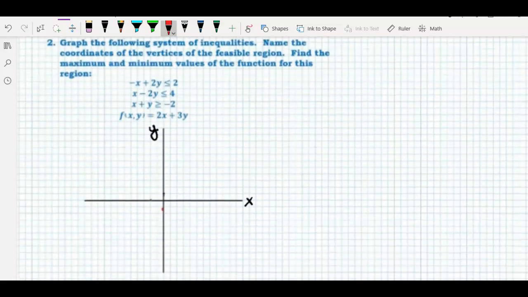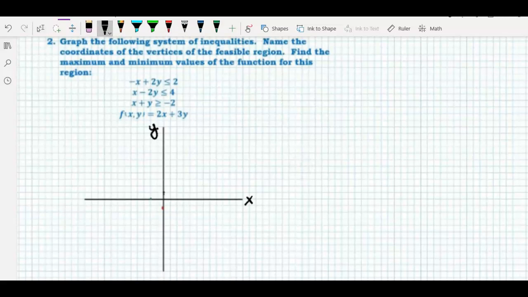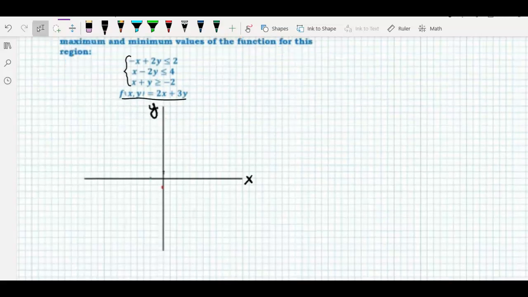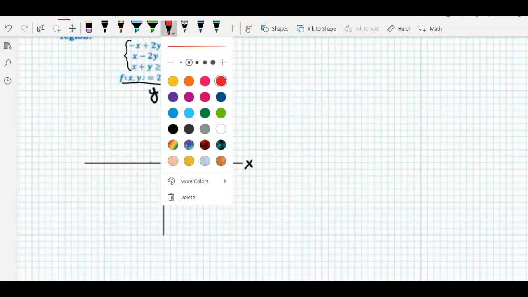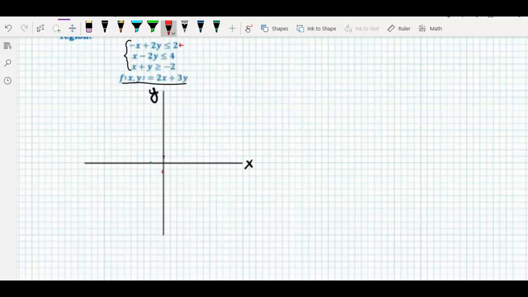Let's try another one. We're going to graph these. This one's a little bit more complicated. We have 3 slanted lines that we have to graph, and then we will put it into our optimization function. We'll take the vertices and we will optimize. All right, the first one, I'm going to move x to the other side and divide by 2. So my inequality is y is less than or equal to 1 plus 1/2 x.